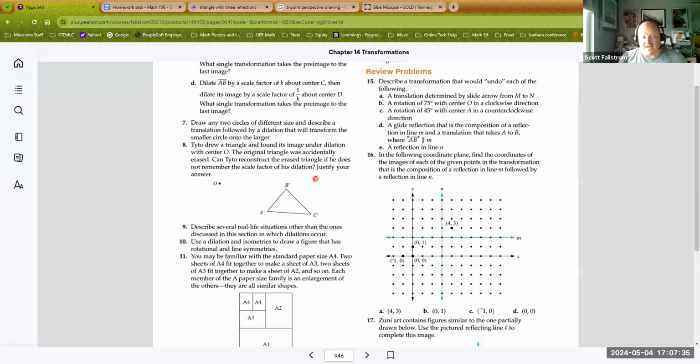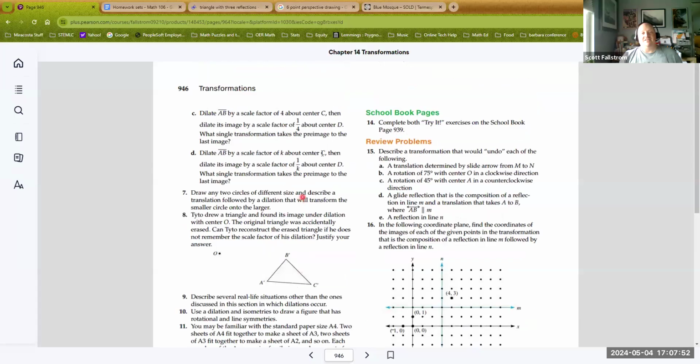Interesting. Can he reconstruct it if he does not remember the scale factor? He has the image, which is the end result. He does not have the pre-image. Can he do it? Tito, I believe in you. But is it possible? Perhaps it's impossible for everyone.